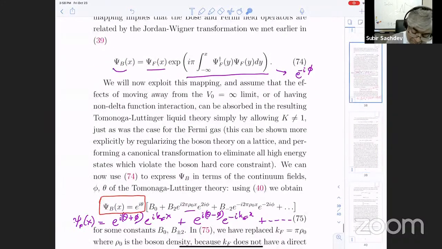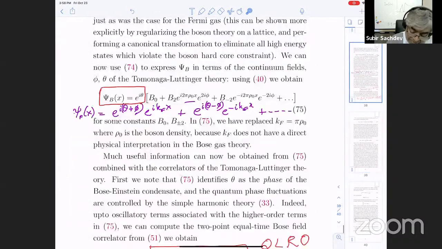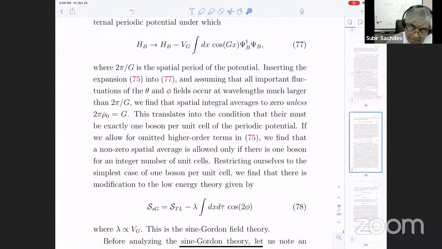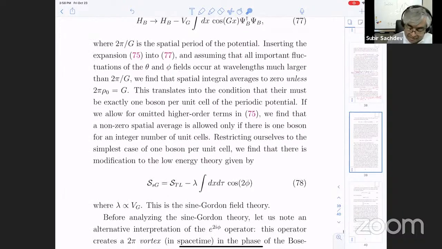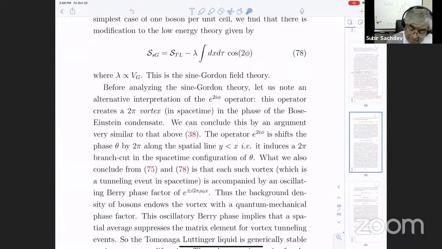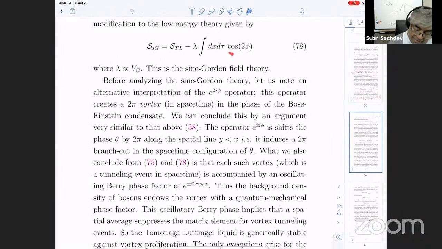So what we have found is that the transition from a superfluid to a Mott insulator appears when this lambda term here flows to infinity, just like it did for the fermions. So there's some operator here, e to the 2i phi. What is this operator in the boson language? So this turns out to be something quite interesting. It's a vortex operator. And let me show you how that works.